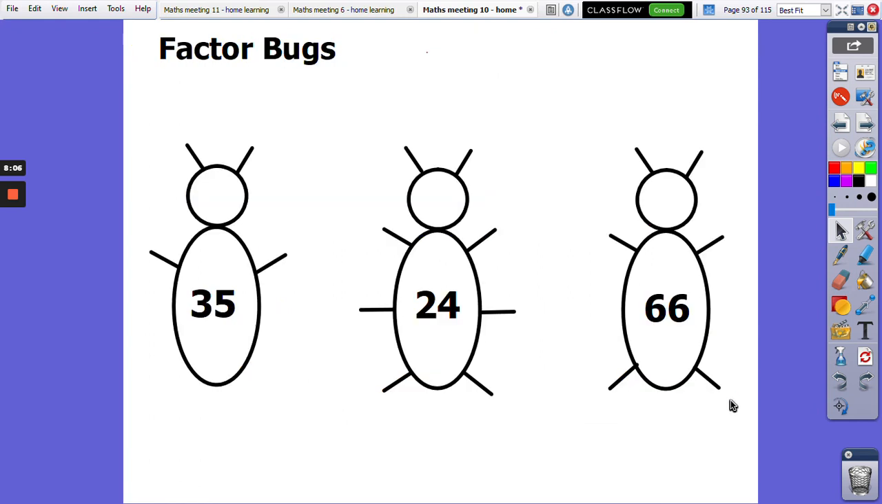Okay, let's make a start on our factor bugs. Okay, we've got 3 numbers there in their factor bugs, 35, 24, 66. Write out all the factors, all the numbers that multiply to make those 3 numbers. Okay, off you go.